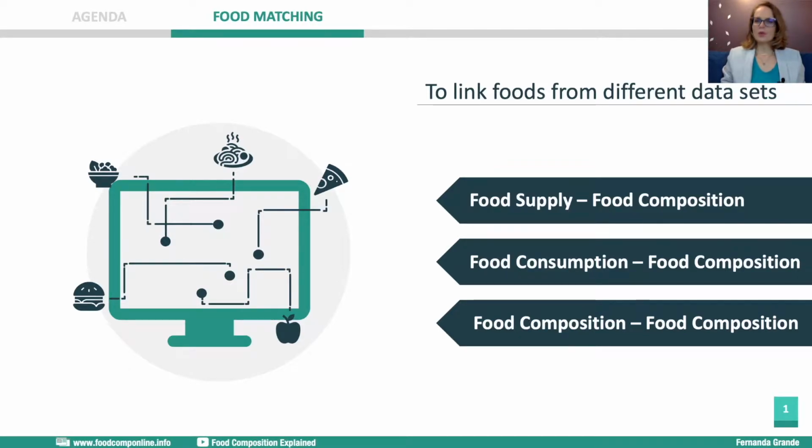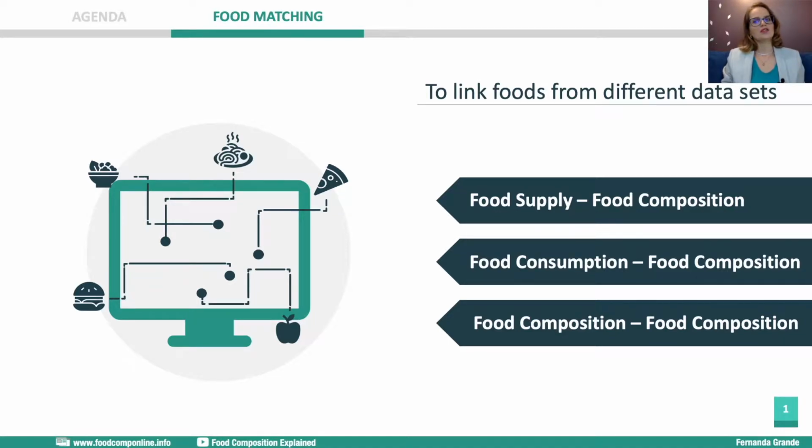So when we are performing the food matching, we need to keep in mind that it is extremely important to ensure that foods from different data sets are as similar as possible so that the food composition data of one data set corresponds to the other food in the other data set. For example, if we are dealing with food consumption data.